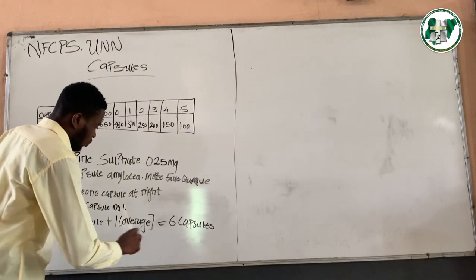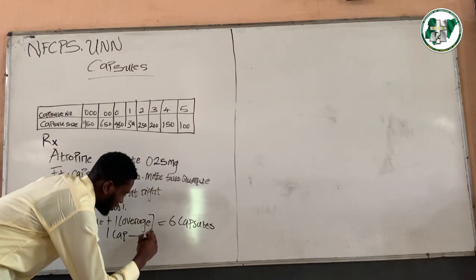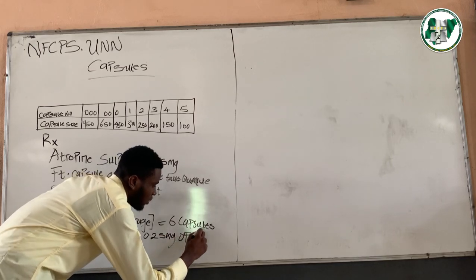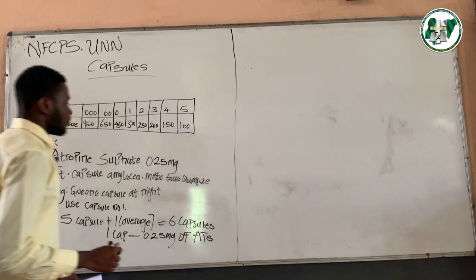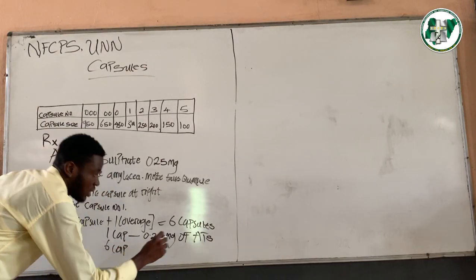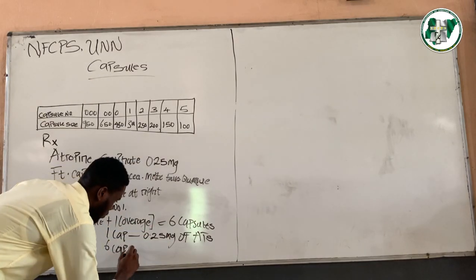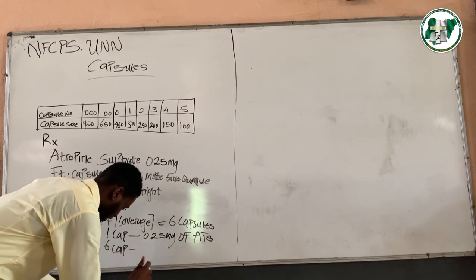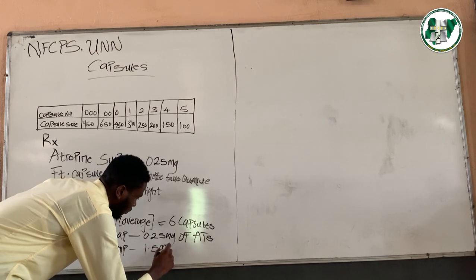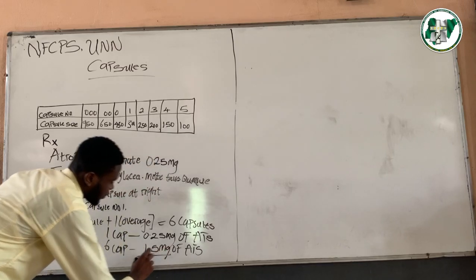So since one capsule should contain 0.25 milligram of ATS, we are trying to note the total weight of atropine sulfate we are going to use for these 6 capsules. So 6 capsules will contain 6 multiplied by 0.25, which is going to give us 1.5 milligram of ATS. So the total atropine sulfate we are going to be using is 1.5 milligram.